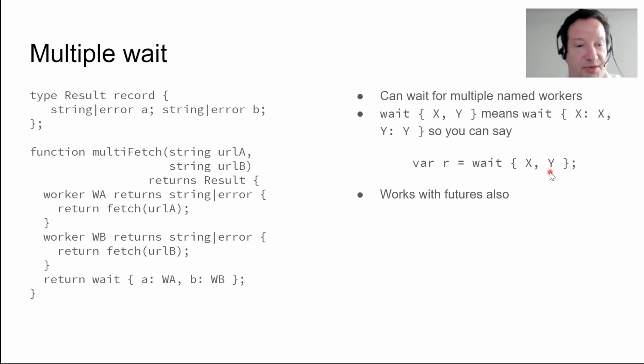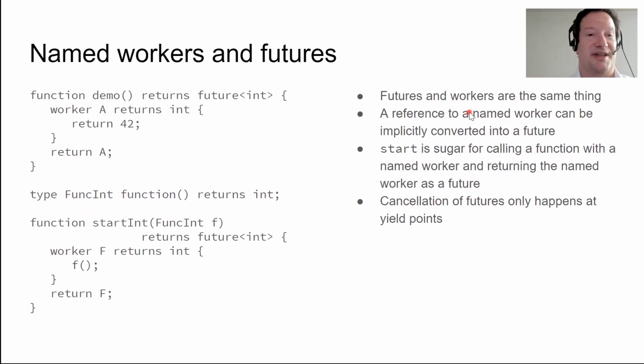And you can also do this with futures, just as with named workers. So we can use wait. All these wait things work both with futures and named workers. And in fact, the reason it works is because they're the same thing.